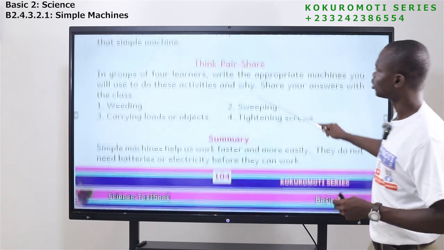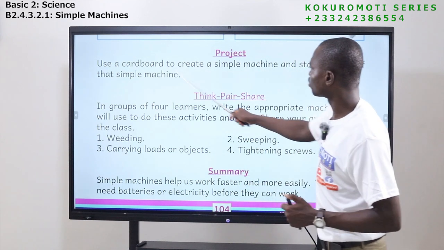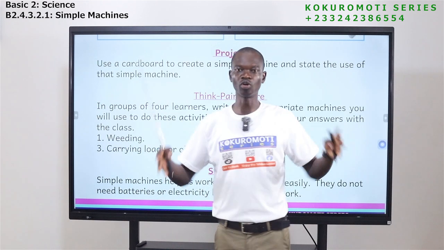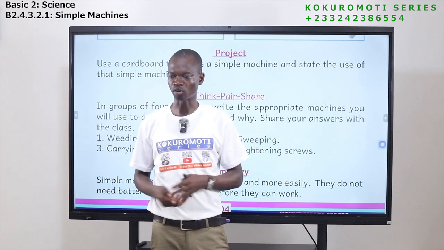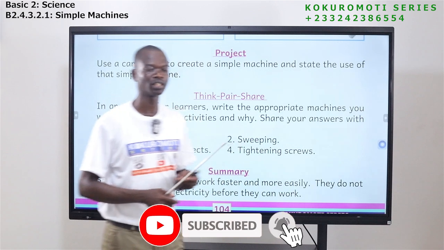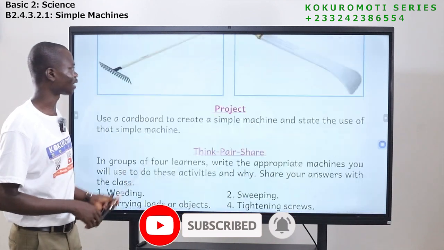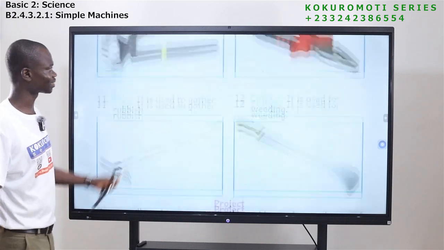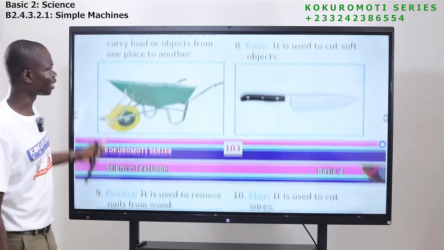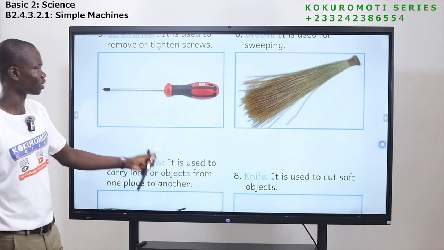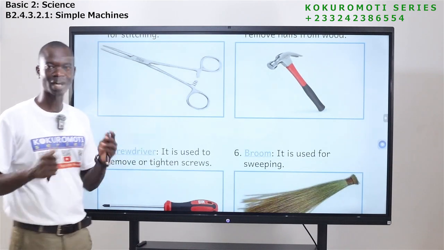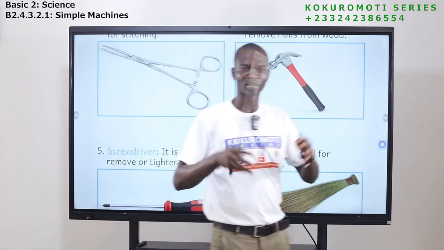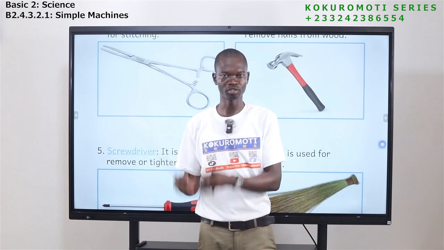Okay. So in summary, what have you learned today? Oh, there is an activity here. So project. Use cardboard to create a simple machine and state the use of that simple machine. So you are going to create your own simple machine with what? Cardboard. If you want to create plier, knife, cutlass, wheelbarrow, screwdriver, whatever you want to create, use cardboard to create it, and state what that simple machine is used for.